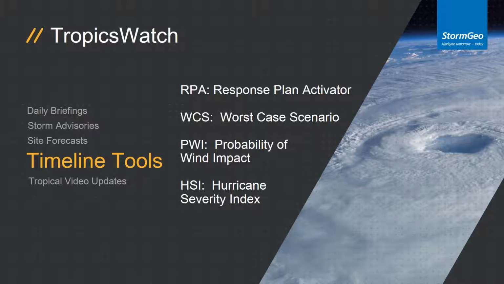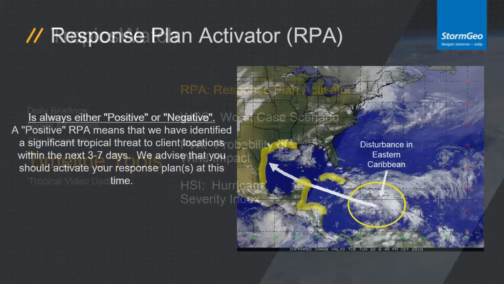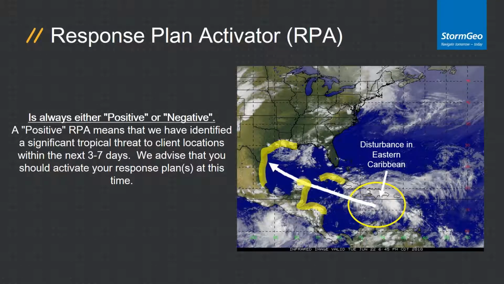There are 4 of these, and excuse the acronyms, we have a lot of them. The 4 are Response Plan Activator, or RPA, Worst Case Scenario, WCS, Probability of Wind Impact, PWI, and our Hurricane Severity Index, HSI. I'm going to start with the Response Plan Activator. In overview, it's a very simple concept. It's always going to be either positive or negative. Right now, in the US at least, everybody is RPA negative.